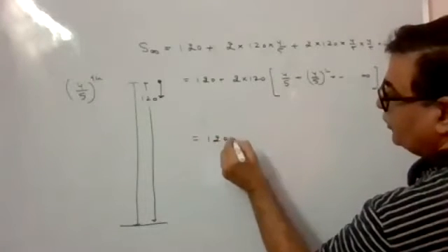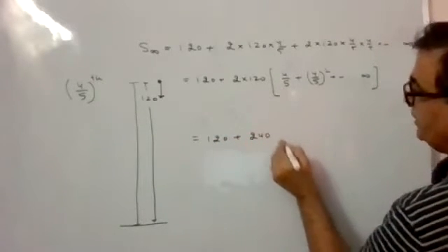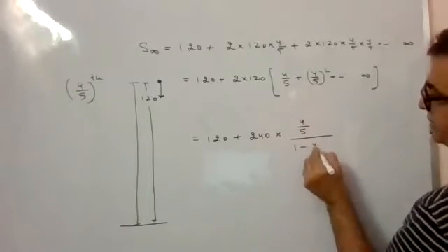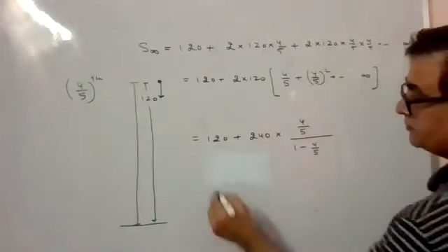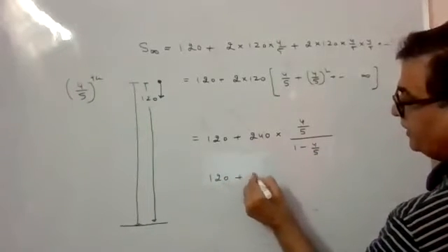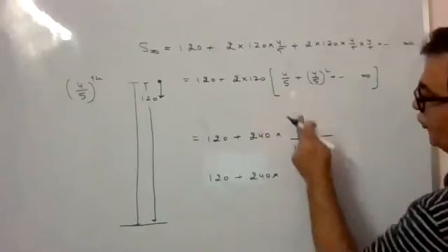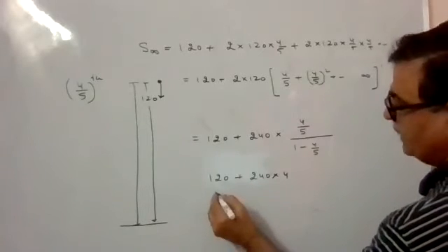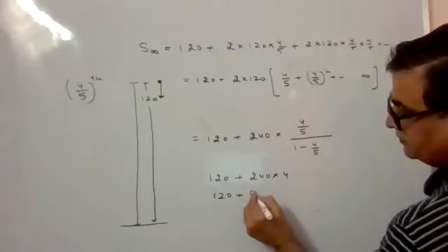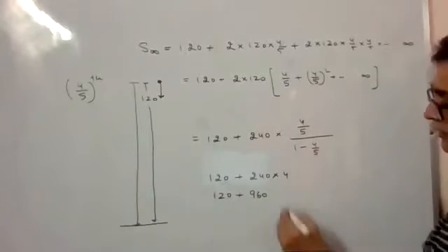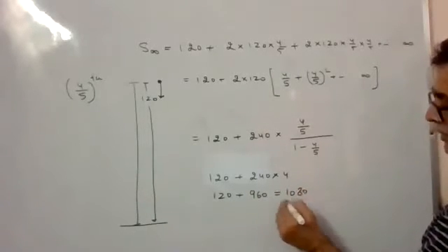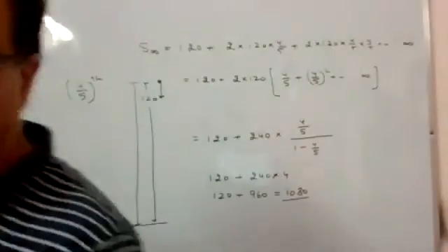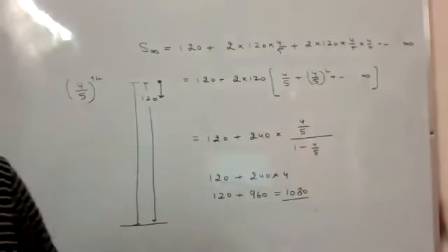It comes out to be 120 plus 240 times a by 1 minus r. So a is 4/5 and 1 minus 4/5 is 1/5. Then it comes out to be 120 plus 240 into 4/5 by 1/5, which is 240 into 4, so 960. So what will your answer be? 1080. So the total distance the ball will cover will be 1080 meters.